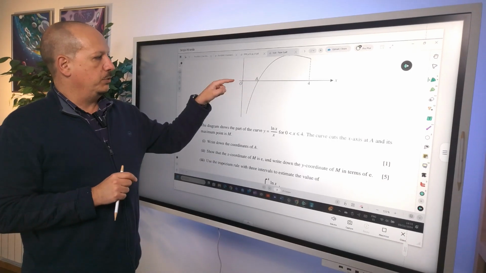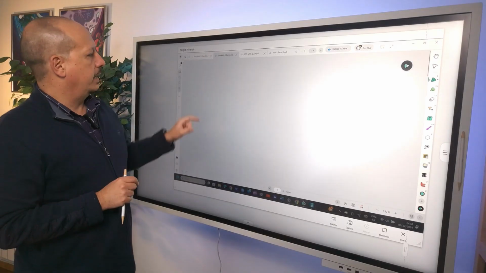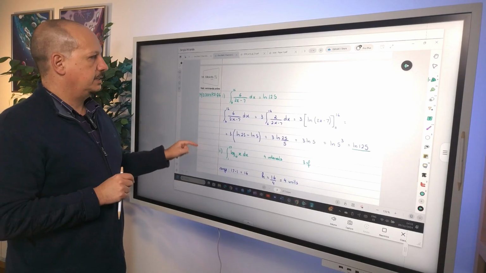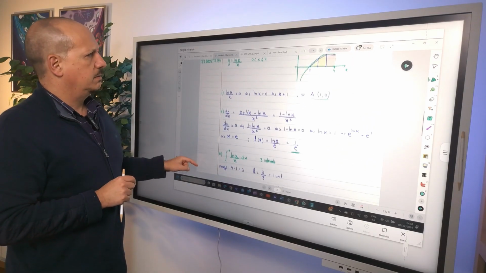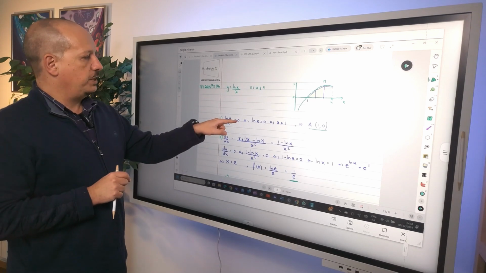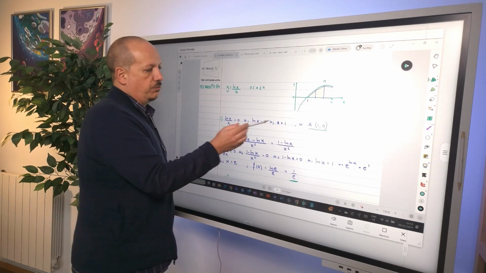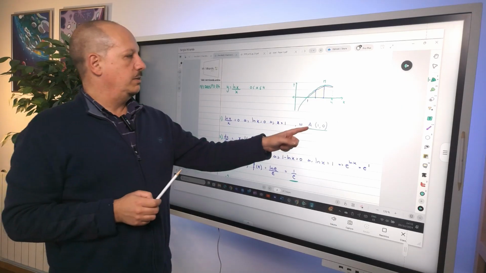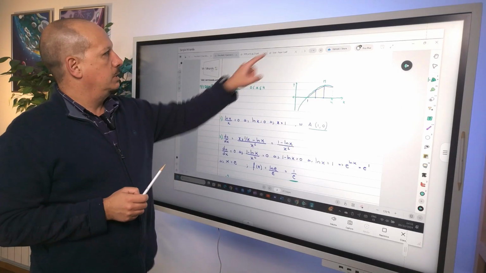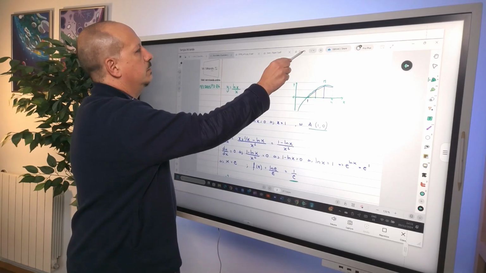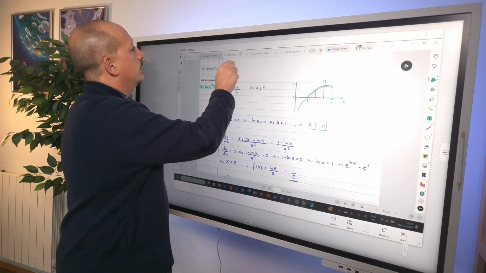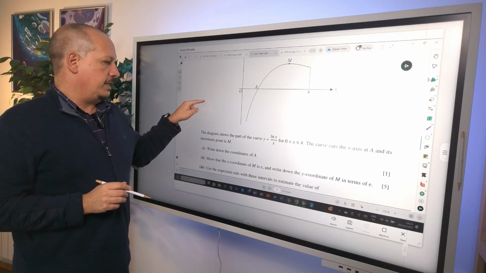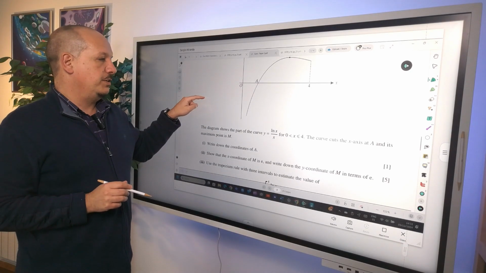The coordinates of A happen when y equals 0. So if you are going to do y equals 0, you equal it to 0, so this only happens if the natural logarithm is 0, which only happens when x equals 1. So you already know that that is 1, so the coordinates are 1, 0. Then, show that the x-coordinate of M is e, and write down the y-coordinate of M in terms of e.